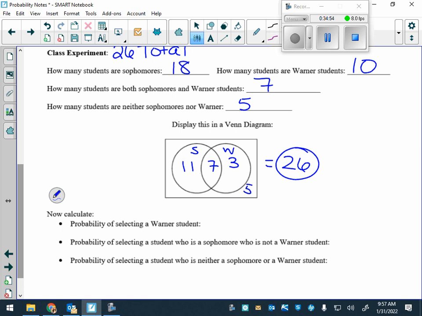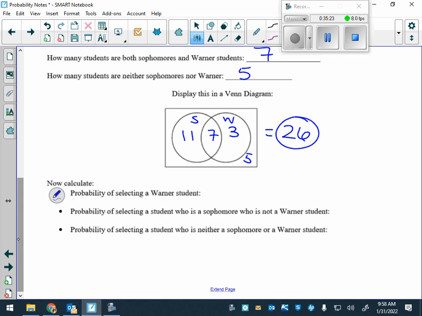So what we did is we subtracted, like Jack said, 7 from the total number of sophomores, making this whole circle equal 18. How many are Warner House students? This whole circle equaled 10. We can't count 7 twice because then we'll be over our limit. That's why we subtracted it here. Okay, does that make sense? What we just did was fill out the Venn diagram.